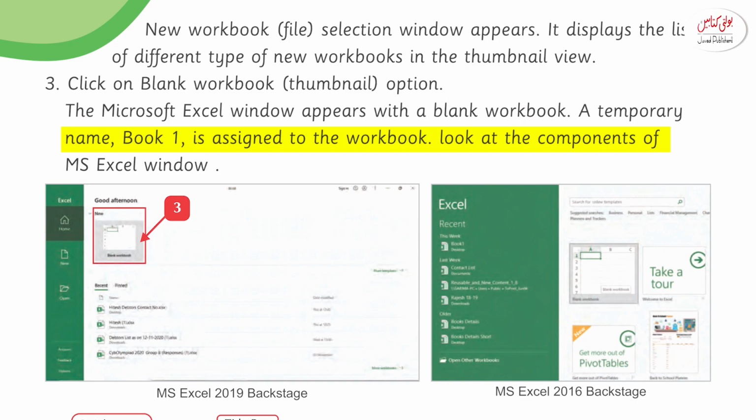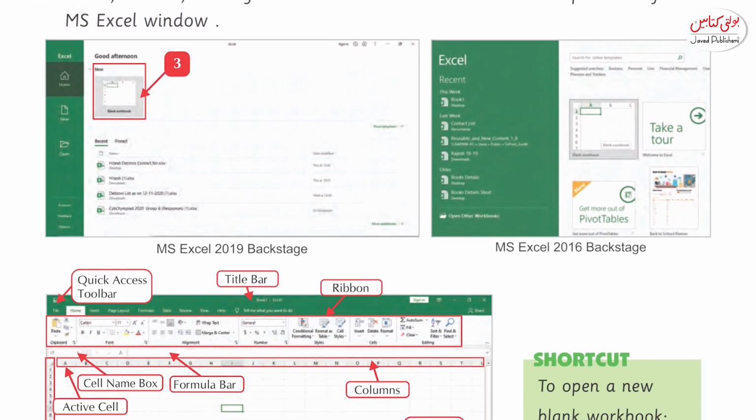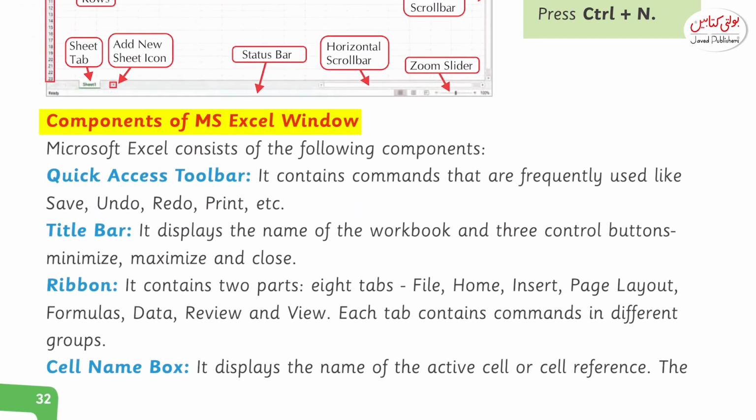Look at the components of the MS Excel window. Components of MS Excel window. Microsoft Excel consists of the following components. Component 1. Quick Access Toolbar. It contains commands that are frequently used like save, undo, redo, print, etc.